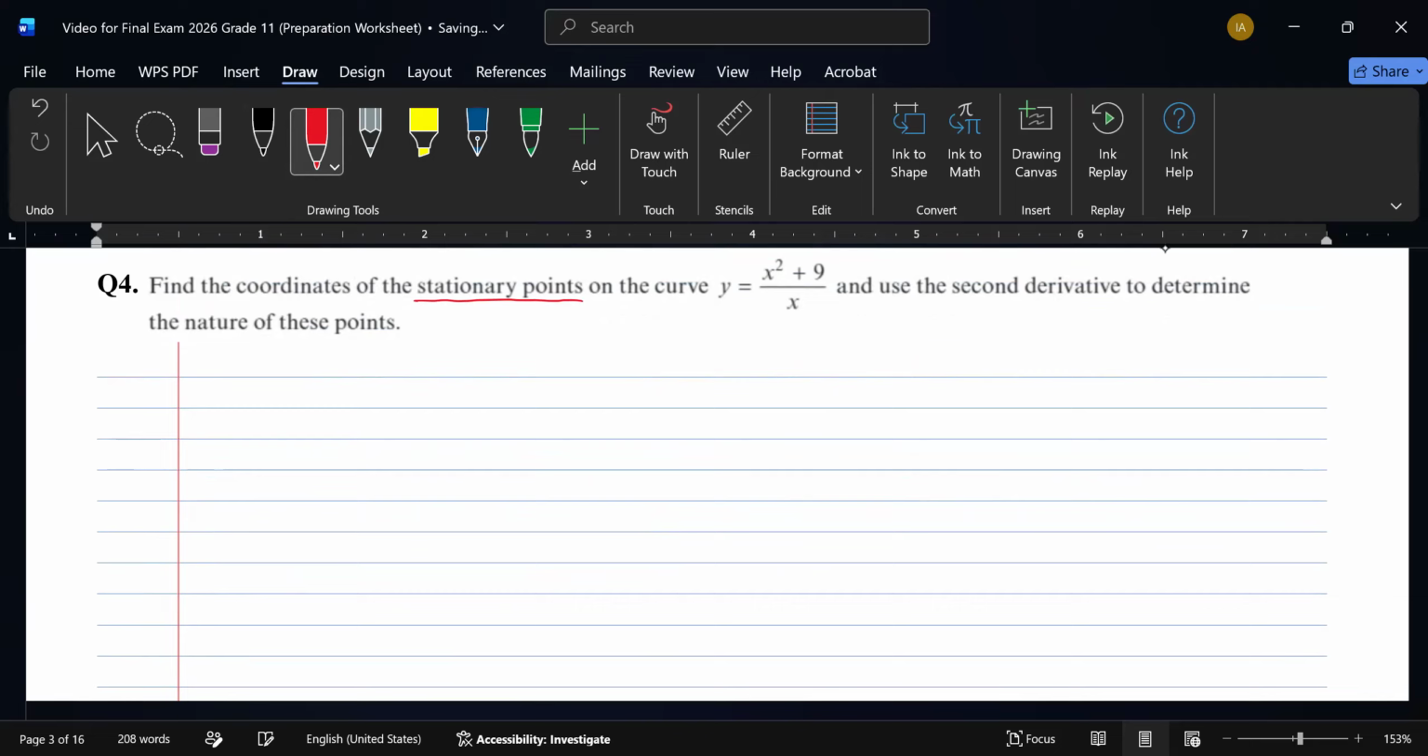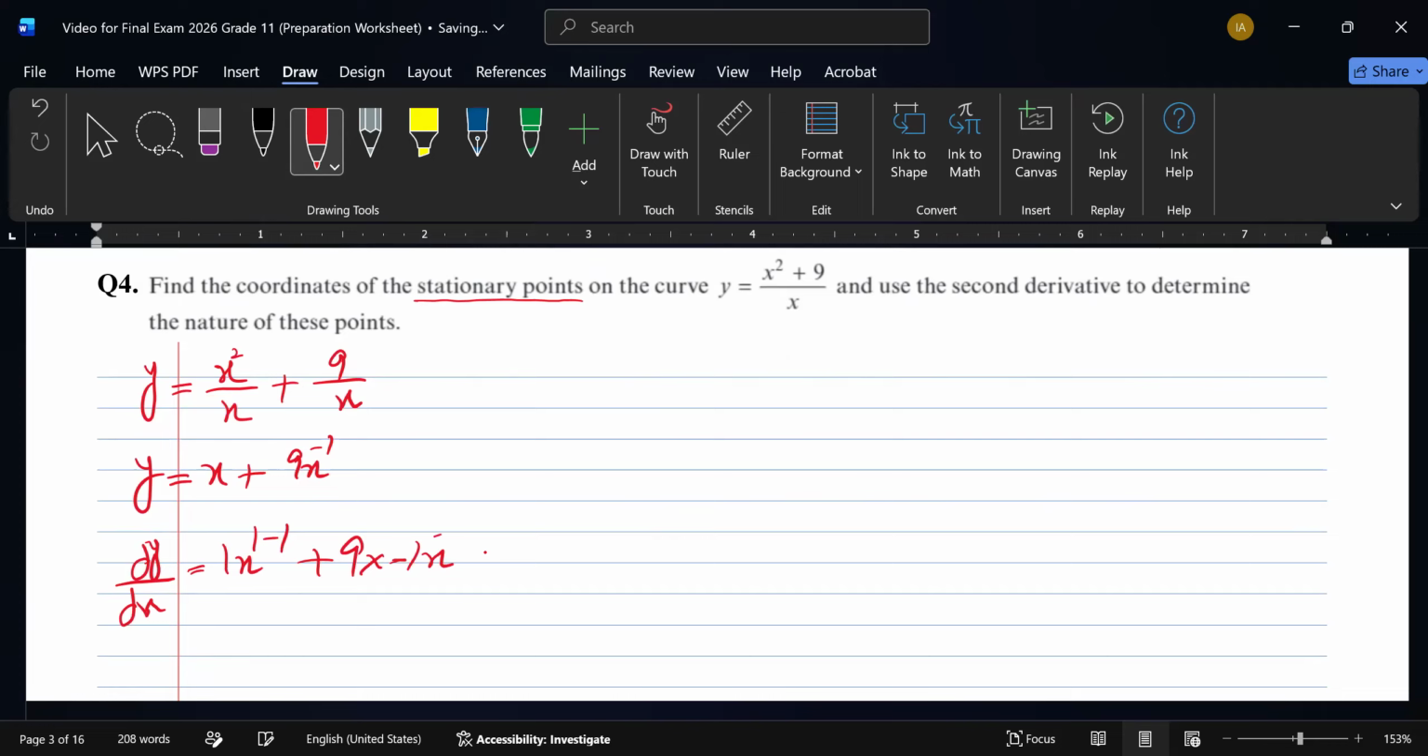Okay, but before differentiation, we have to make some preparation. You can see we have a single fraction. Let's break it down into two fractions in this way. Let's simplify. It's going to be x, and this is going to be 9x power minus 1. Remember, I moved this x to the numerator, that's why it becomes negative 1. Now we are able to differentiate this equation. So let's differentiate. It's going to be 1 x power 1 minus 1. This is 9 times minus 1 x power minus 1 minus 1.